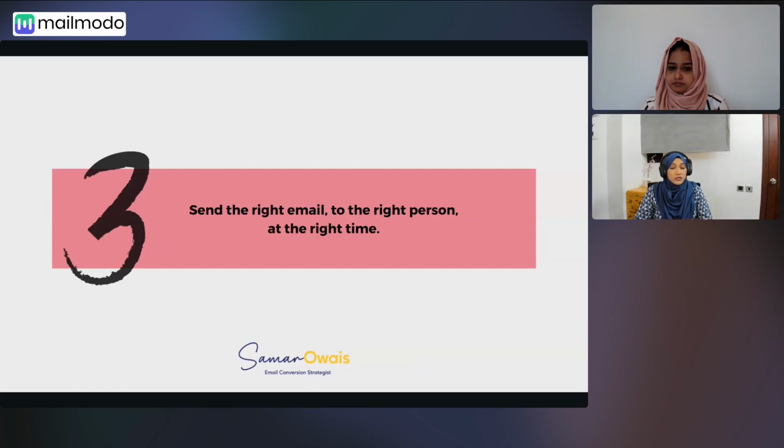Your email also needs to go out to the right person. In the example I just used, of somebody buying at full price and then getting a 20% discount email, that second email, which was a 20% discount, obviously went to the wrong person, right? And then sending those emails at the right time.